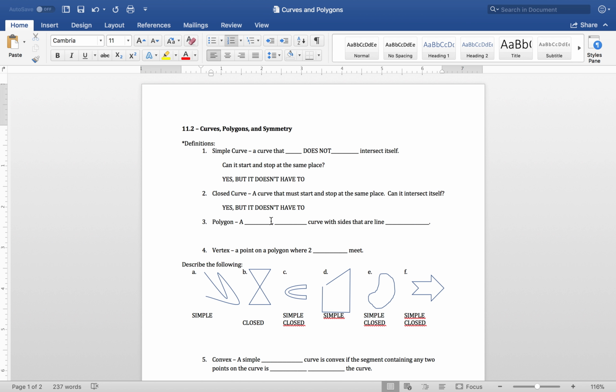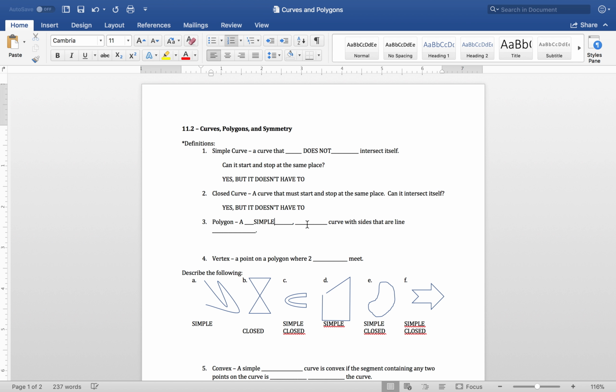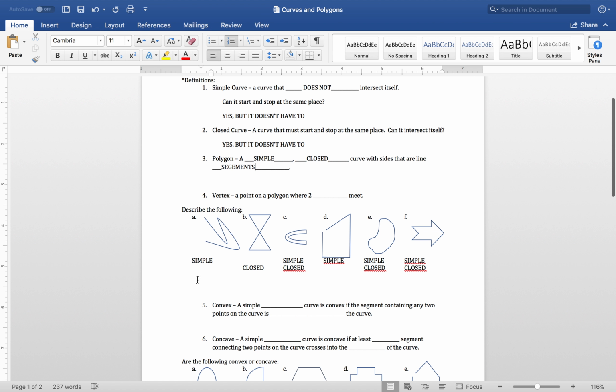Next, we have a polygon. A polygon has to be both simple and closed, and the sides have to be line segments, so no curves. If we look down, we're only looking at the ones that are simple and closed, so C, but it can't be a polygon because it's got the curves. Same thing for E, it's all curvy. So F is my only shape that is a polygon.